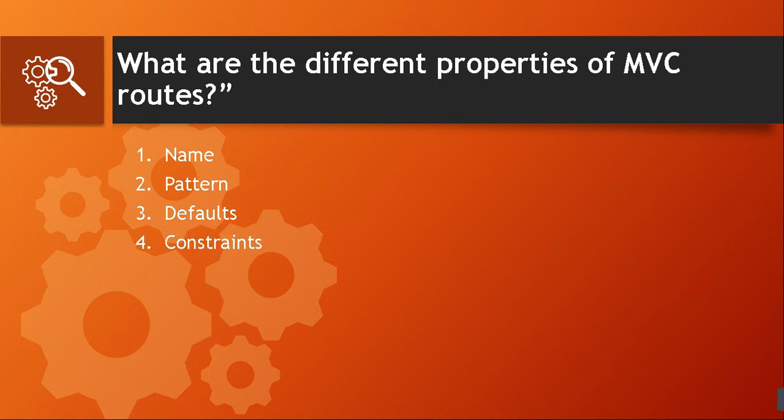4. Constraints. It is used for narrowing the URL pattern match. We can add constraints to the route in 2 different ways. 1. By using regular expression. 2. By using objects which implement a route constraint interface. If you need, you can scroll back and listen to it again.